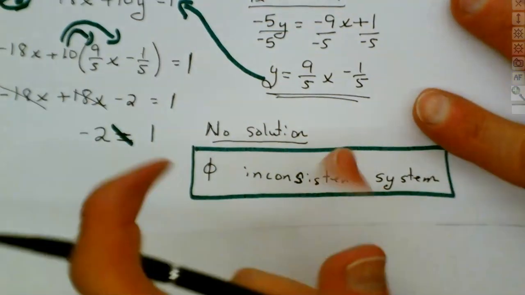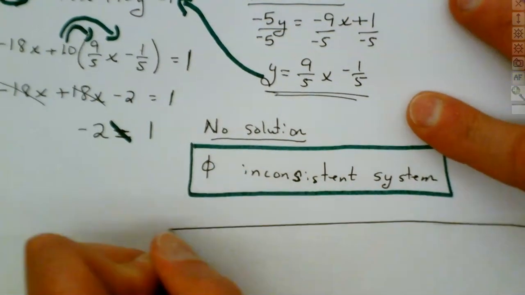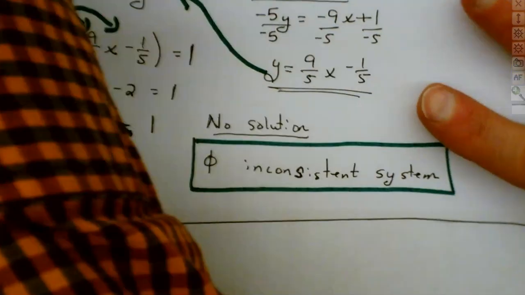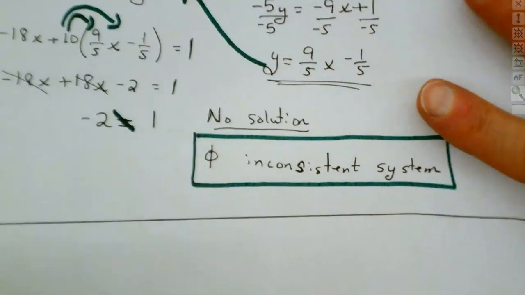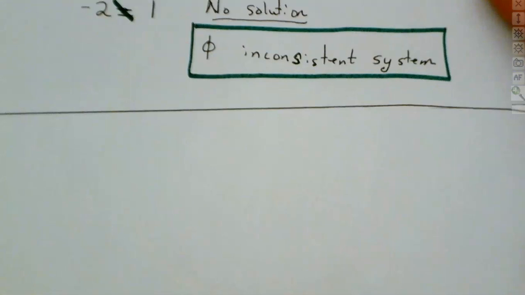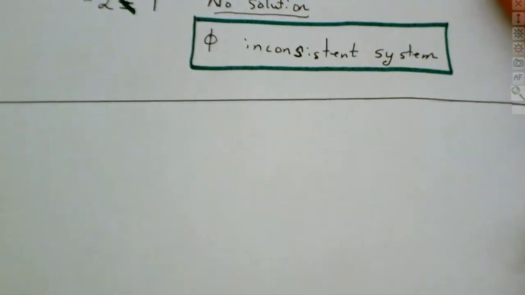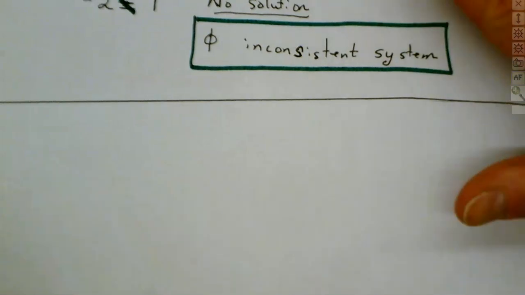So that one had no solution. That is like a contradiction. And remember, when we talked about equations, we talked about the contradiction, and we also talked about the identity. Right? The contradiction had no solution, and the identity had an infinite number of solutions. So next we're going to look at one that has an infinite number of solutions.